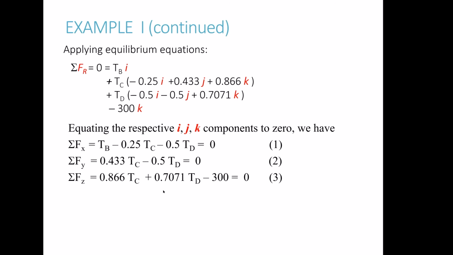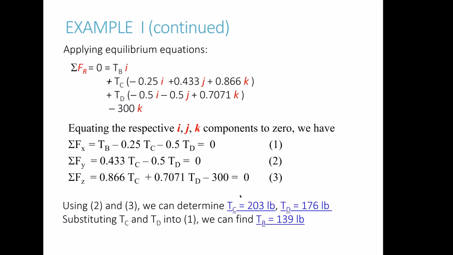Now, we could do a couple-step process here. Use these two equations together, with substitution or simultaneous equations, and figure out what TC or TD is. Solve for TC and TD with these two equations, plug those results back into equation 1, and then you can solve for TB. When you do that, here's the result you get. So it's one more step than what we previously had with our two-dimensional system.